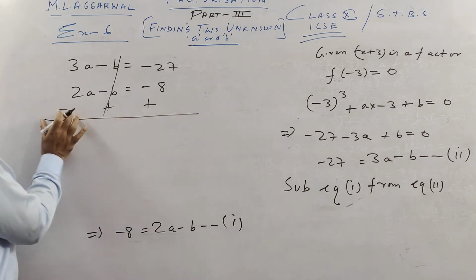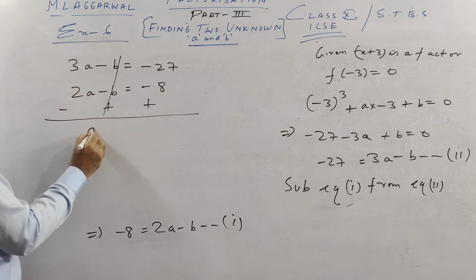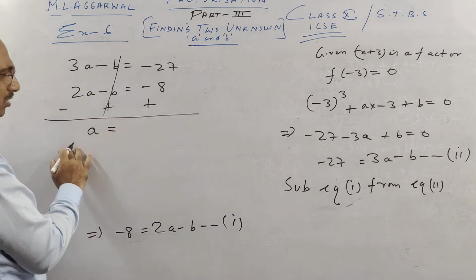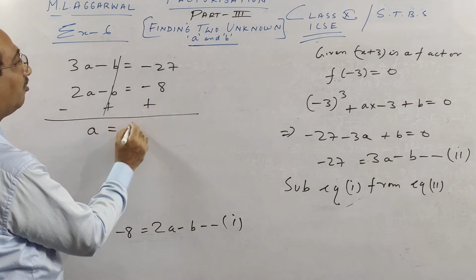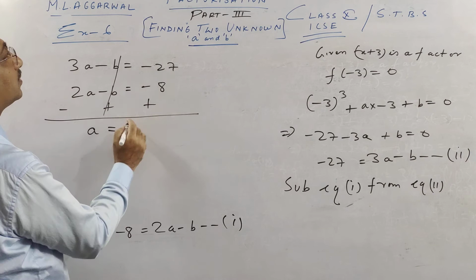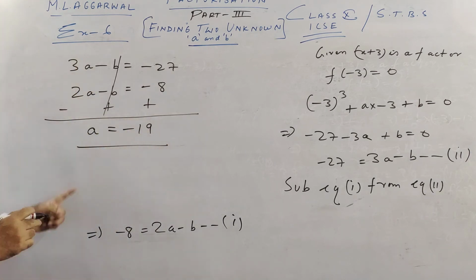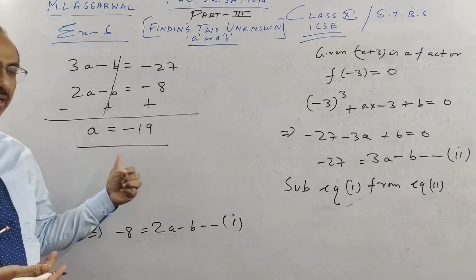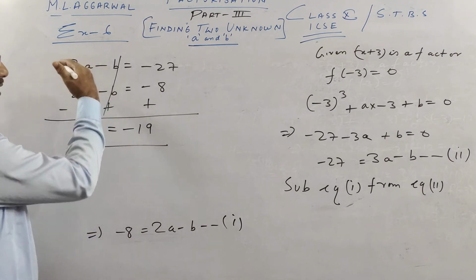So see here what happens. This 3 is bigger, so when you subtract, you get positive. Otherwise, this side will get negative. Then see what we are getting on the other side: plus 8 minus 27 is minus 19. If you do the opposite, we'll get minus a is equal to 19, so a will be minus 19. So generally try to write the bigger one on top.